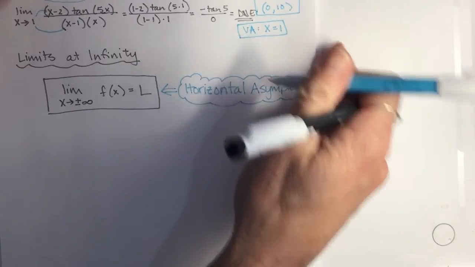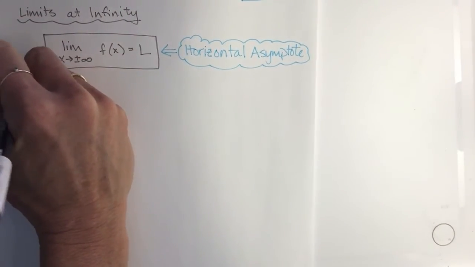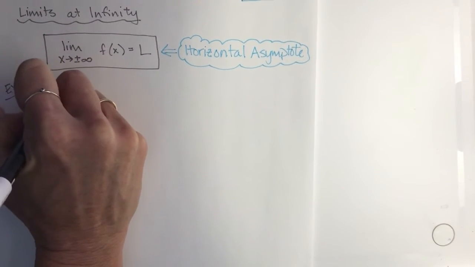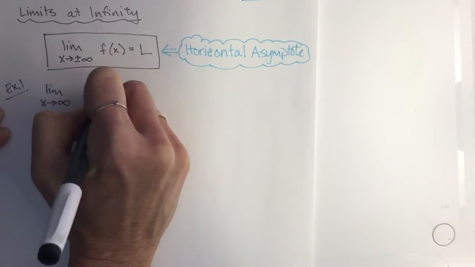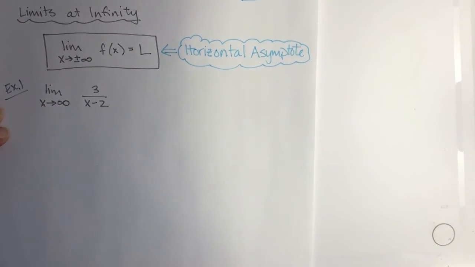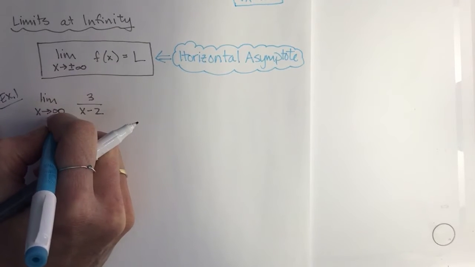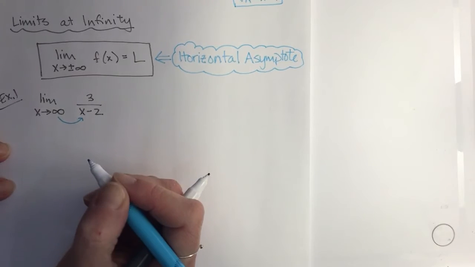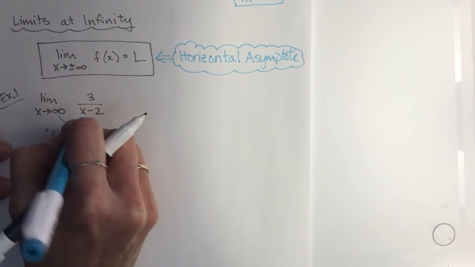So let's go back to our other example. Example 1. Now we did limit as x goes to positive infinity of 3 over x minus 2. Okay, and this is going to be a little bit weird, right? Now I'm going to ask you to do something totally strange. I'm going to say, do your direct substitution, but do it with infinity. So I'm going to say, plug in infinity.